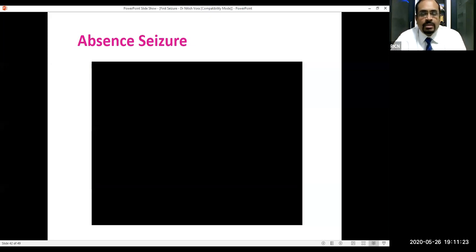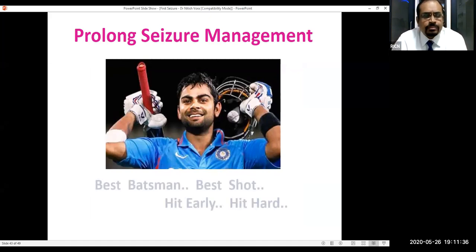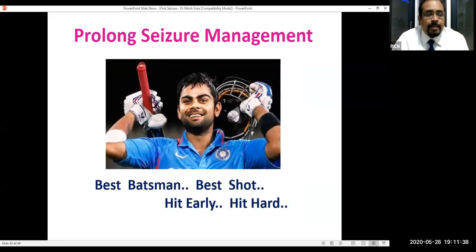Very few slides quickly on prolonged seizure management. I'm not going to detail status management, but when you have a child with status, a prolonged seizure, always think of Virat Kohli. The reason I'm saying Virat Kohli is when you're in a crisis, you need a best batsman who plays the best shot, who hits early, hits hard. Epileptic seizure status is a medical emergency. We want to make sure we have the best medication, best dose, best drug, and hit early, hit hard.